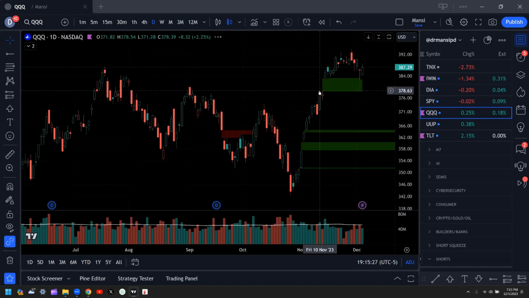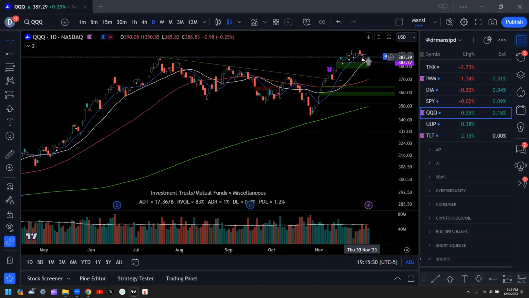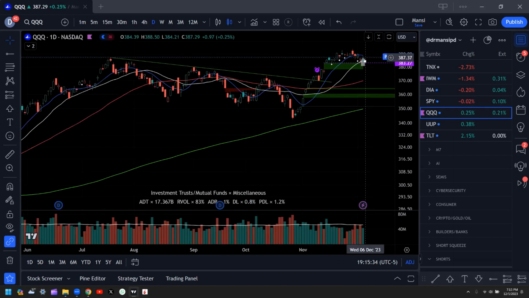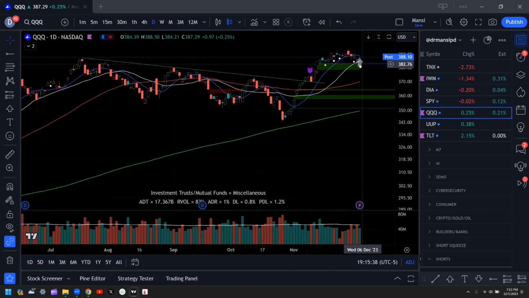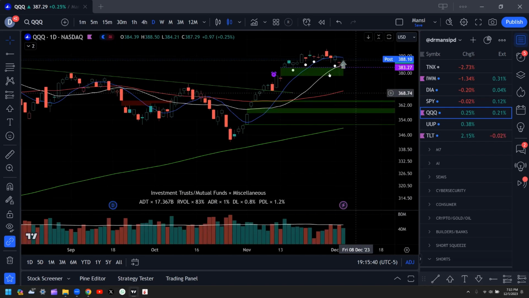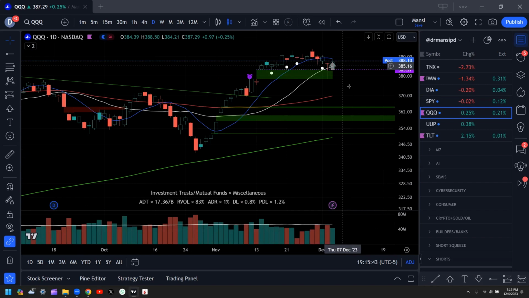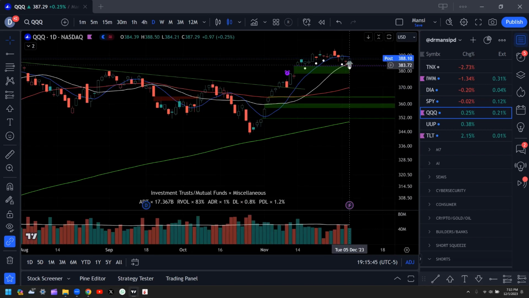QQQ, very similar action. This had a bit more of a pullback and it's bouncing off this white line, which is the 20 MA. So that's even more constructive. And the dip was bought here. Look at this long lower wick. The dip was bought here, open was low. And this gap acted as support. It's held the entire time.